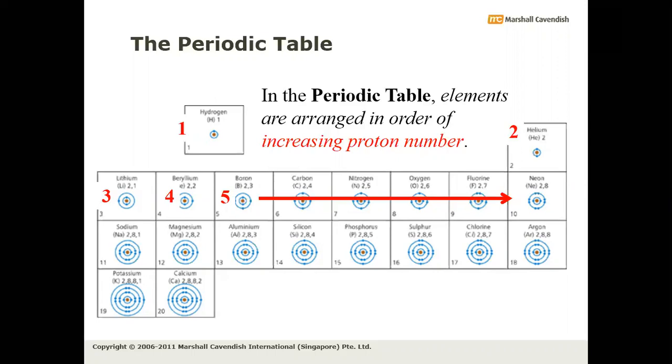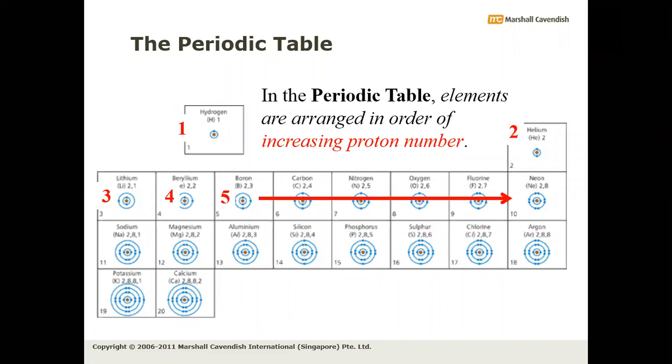But if you move from left to right in any period, say period number 2 or 3, from lithium to neon or from sodium to argon, you will see that the size of the atoms shrinks. It becomes smaller. The reason is that the shells are not increasing. In period number 2, all elements have 2 shells. In period number 3, all elements have 3 shells.